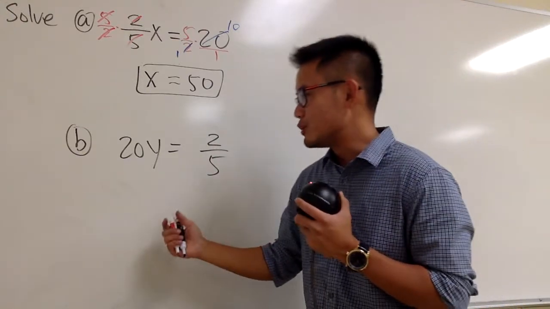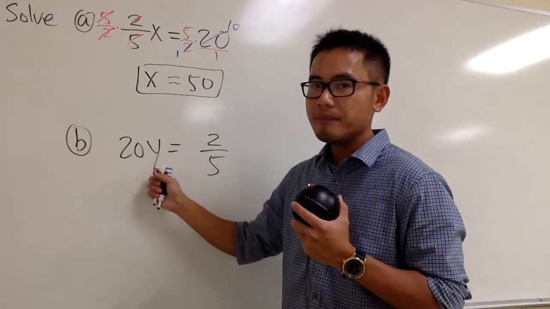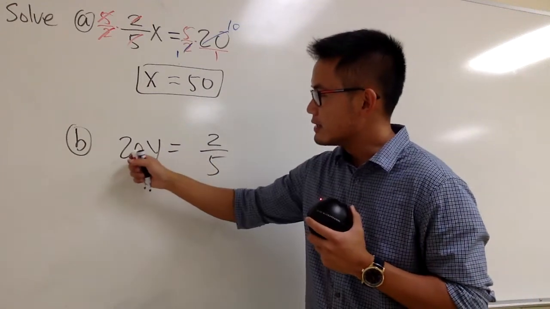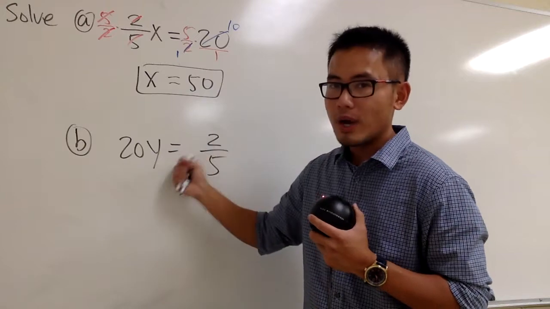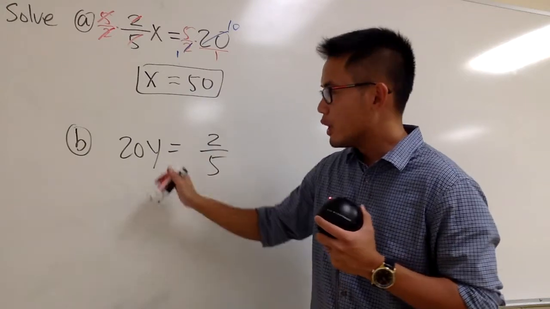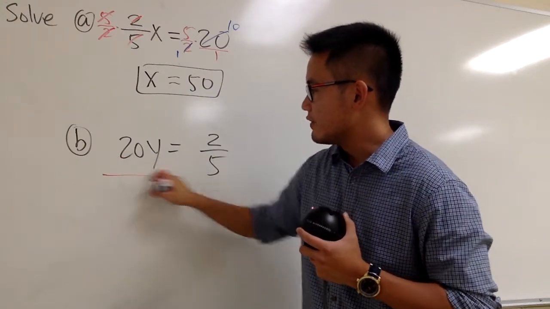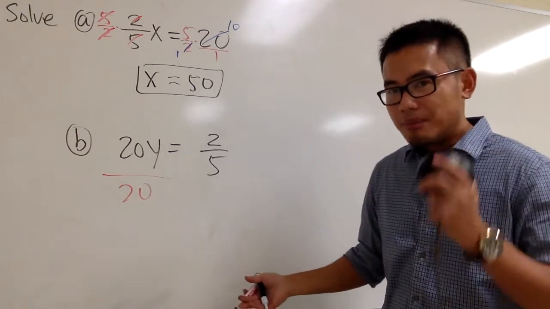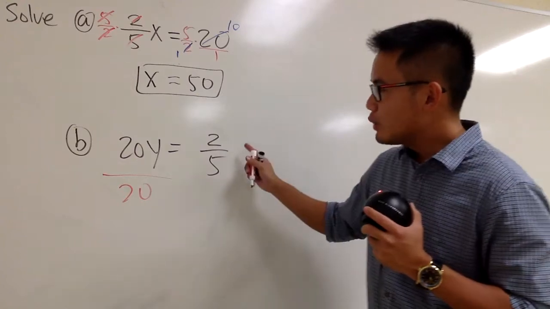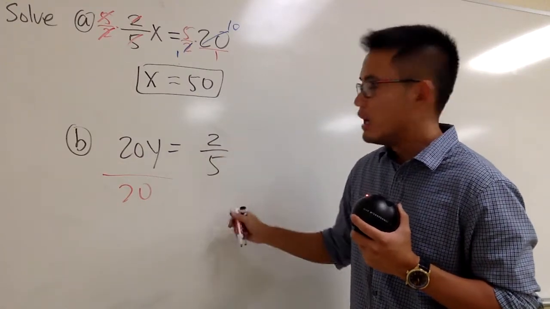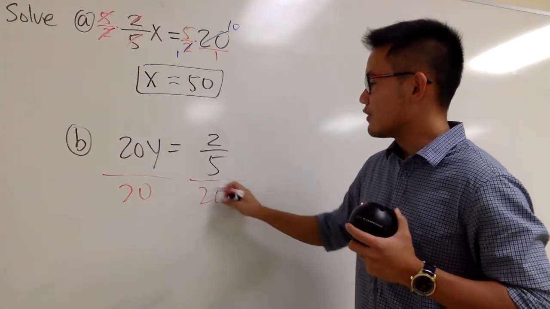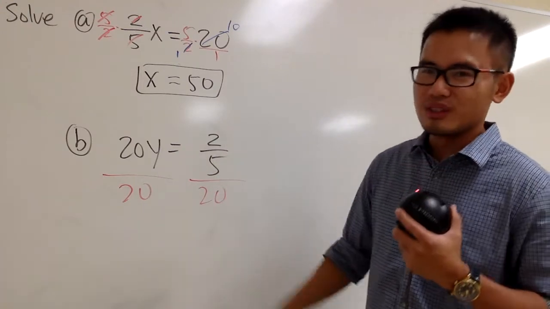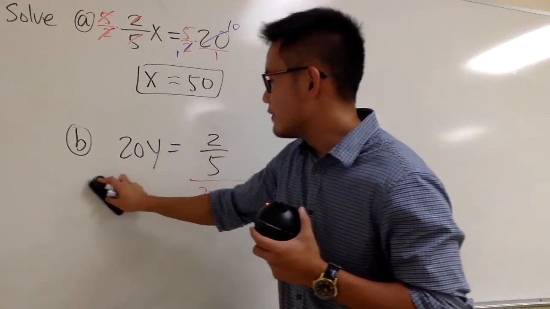And now for this, it's slightly trickier as well. We have 20y, that's equal to 2 over 5. Here's the y, and this is 20 times y, right? And normally, I would tell you guys to go ahead and divide by 20, or just draw the fraction. But here's the trouble. On the right-hand side, we have a fraction already. I don't want to show you a fraction over another one. That's no good.